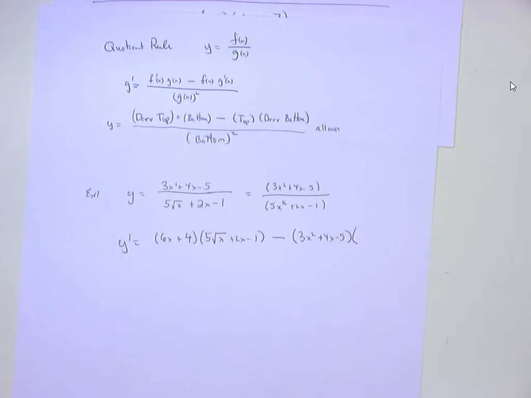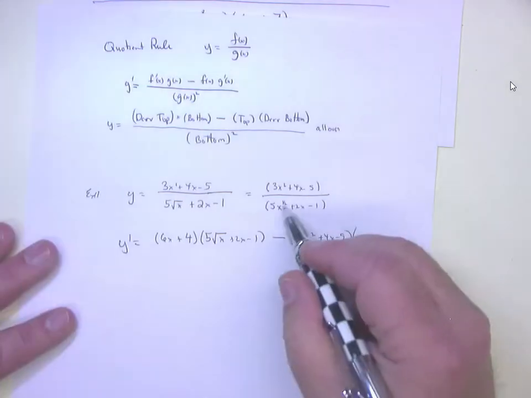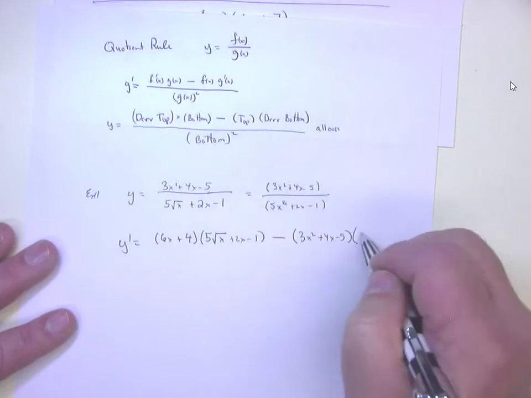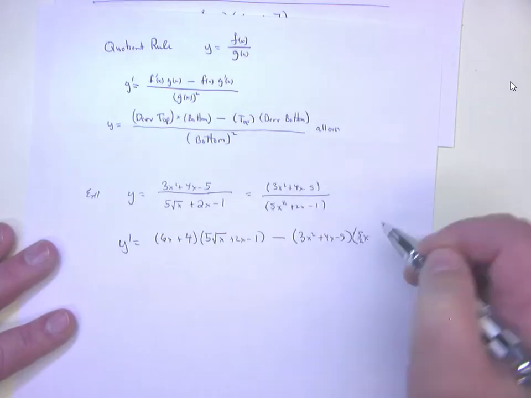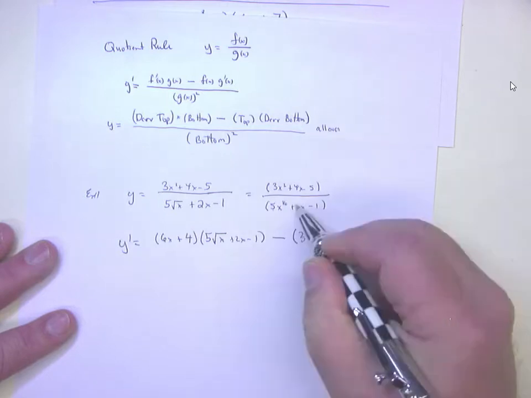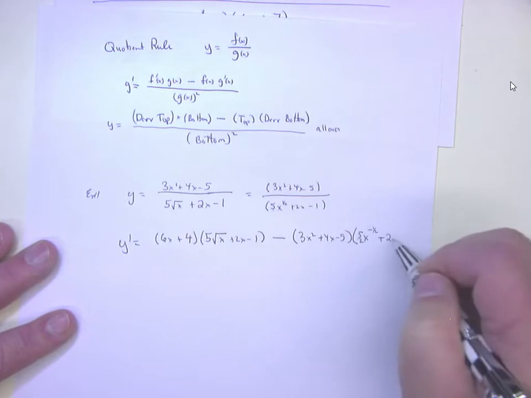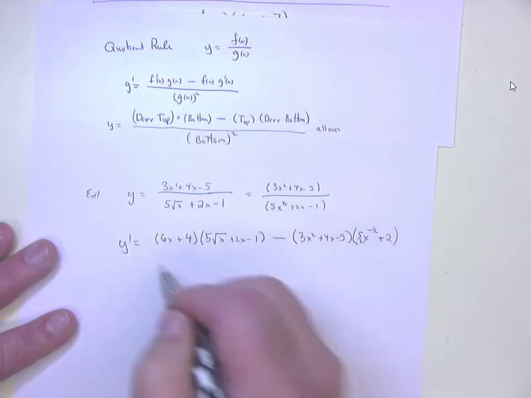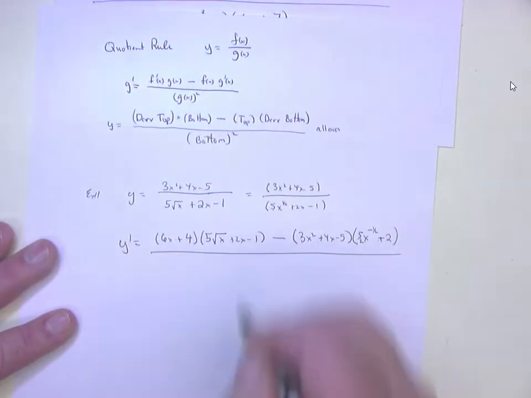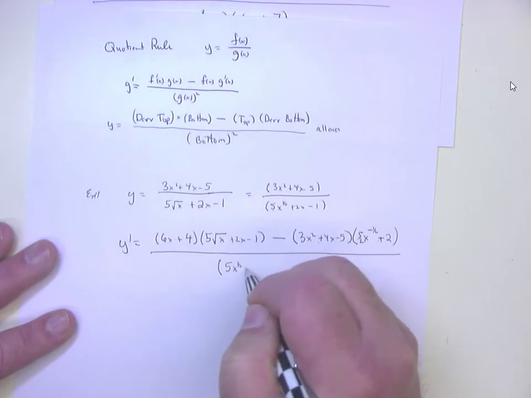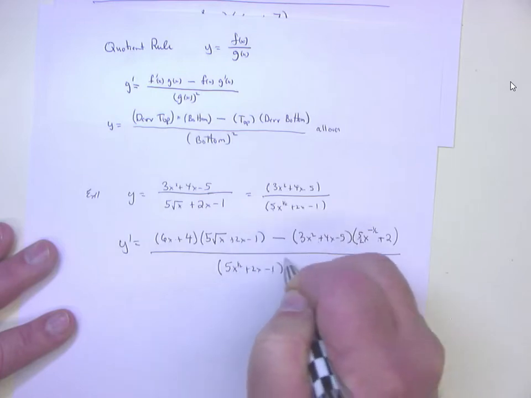times the derivative of the bottom. Now, derivative of 5x to the 1/2, yep, we got fractions. You take a half times 5 makes it 5 halves, x, and subtract 1. 1/2 minus 1 is negative 1/2. Plus derivative of 2x is 2. Derivative of minus 1 is 0. So derivative of the top times the bottom minus the top times derivative of the bottom all over the bottom, which is 5x to the 1/2, or square root of x, plus 2x minus 1 squared.